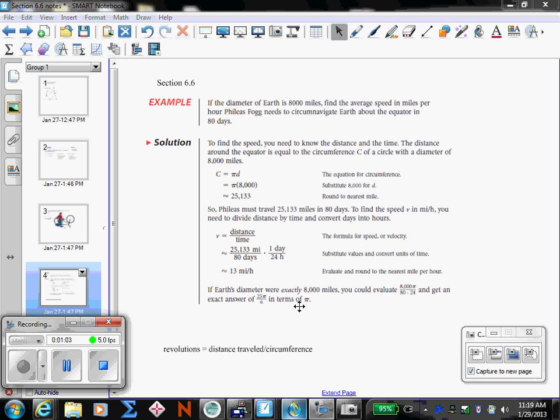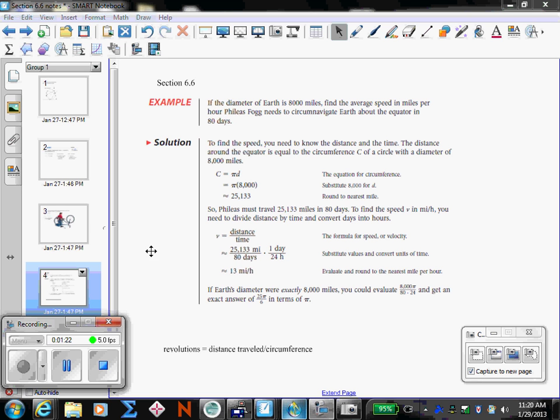The other thing I want you to notice are the units, and the days cancel out because you have day over days. So those cancel out, and that's how you end up with miles per hour for your answer.